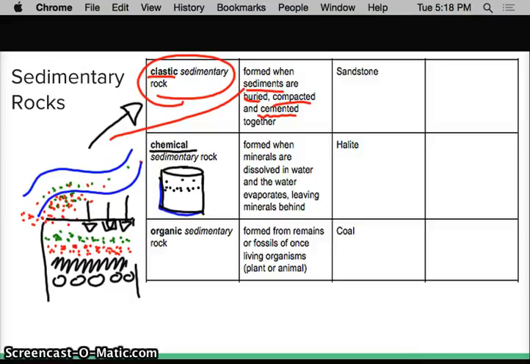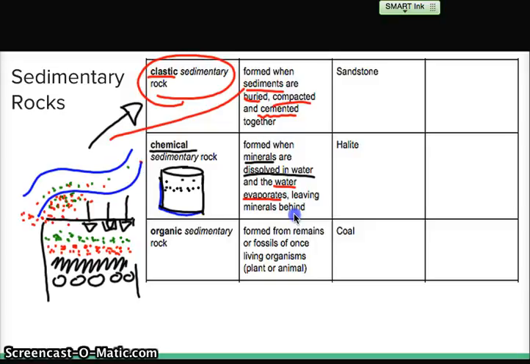Any mineral that's dissolved in water, that's left over when that water evaporates is going to end up being left behind, and that's going to be a chemical sedimentary rock. This includes halite or salt. Salt is a very good example of a chemical sedimentary rock. So any mineral that is left behind after water evaporates, that's a chemical sedimentary rock.